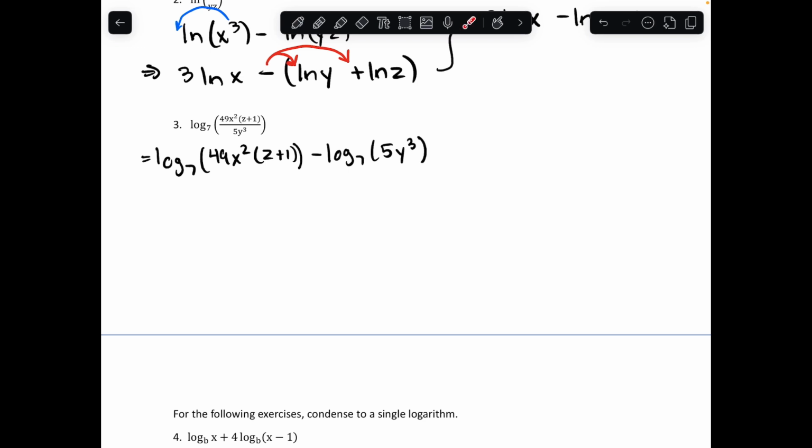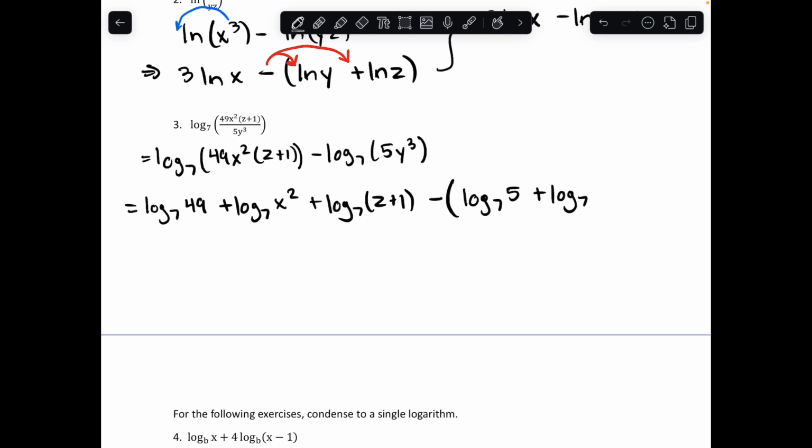Now we see that there's a lot of multiplication going on inside of each of these logarithms, and so we can separate them out. We have a 49, an x squared, and a z plus 1, and then we have a 5 and a y cubed. So this is going to become log base 7 of 49, and then plus log base 7 of x squared, and then plus log base 7 of z plus 1, and then minus log base 7 of 5 plus log base 7 of y cubed.